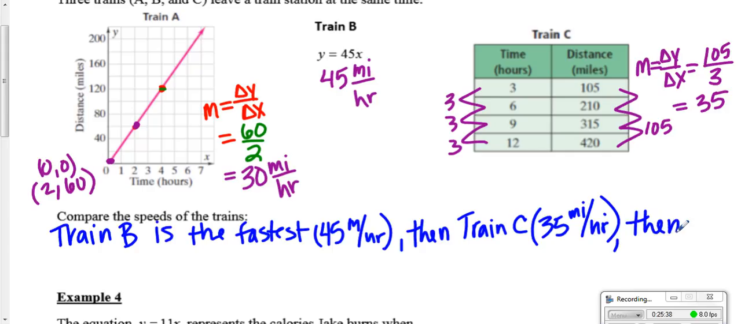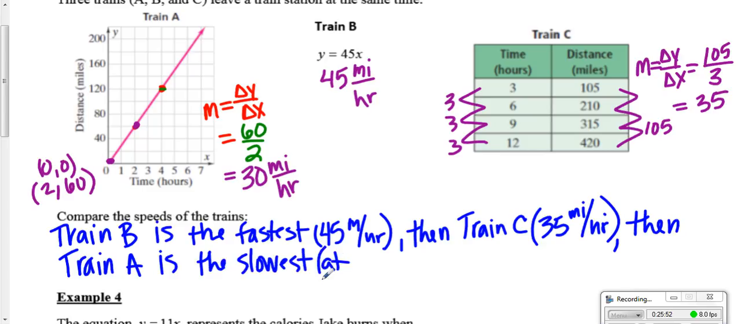Then train B is the slowest. I mean train A. My answer key is wrong. This is at 30 miles per hour. Okay? So there we go. We compare it and we're going to put a simple sentence to it.